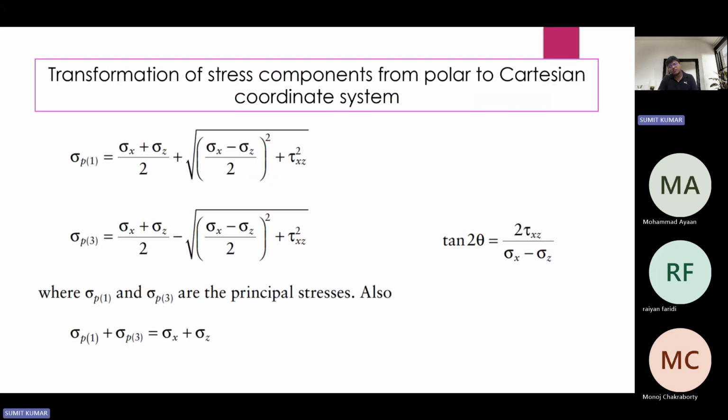The angle between the two is given as tan 2 theta is equal to 2 tau xz by sigma x minus sigma z. Over here, sigma p1 and sigma p3 are the principal stresses, while sigma p1 plus sigma p3 is equal to sigma x plus sigma z. If you remember the Mohr circle, the values of sigma x and sigma z remain constant, so the value of sigma p1 plus sigma p3 is constant.